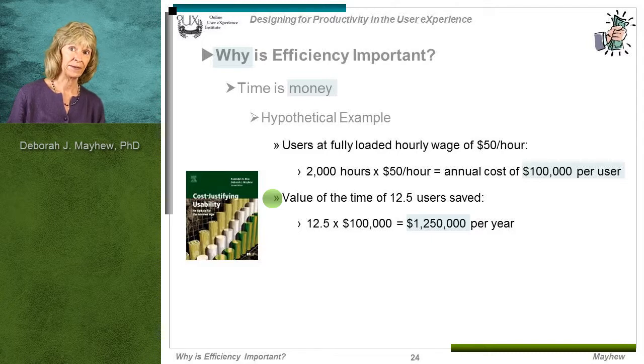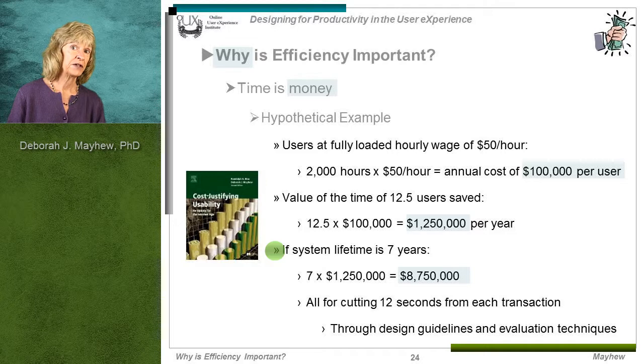However, unlike ease of learning benefits, which occur once for a given user, efficiency benefits are realized year after year, as long as the system is in production, so the savings accumulate over the lifetime of the system. In 7 years, a typical system lifetime, the savings in our example would be $8,750,000. Note that a decrease in time per transaction, that is an increase in efficiency of only 12 seconds, results in a very robust return on investment indeed.